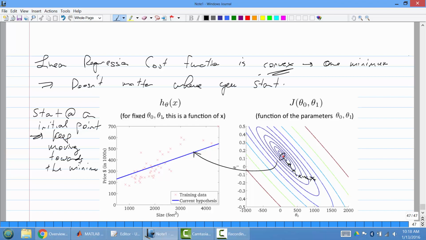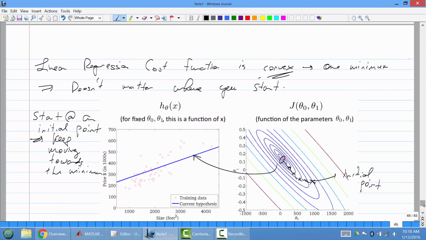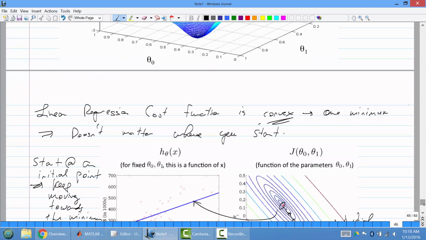So on a contour plot, it might look like this. This is your initial point here, and every time you take a step, it'll move in the direction, until you actually hit the minimum. Okay. So that's all nice and good. That's gradient descent conceptually, but what is the actual formulation? How do you actually go ahead and compute the gradient descent?